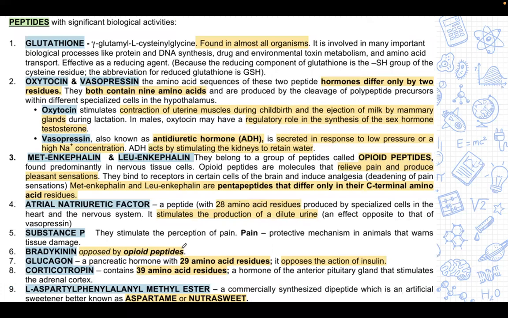It is involved in many important biological processes like protein and DNA synthesis, drug and environmental toxin metabolism, and amino acid transport. Effective as a reducing agent because the reducing component of your glutathione is the SH group po of the cysteine residue. The abbreviation of the reduced glutathione is what we call GSH. Kasi nga yung SH, yun yung kanyang pinaka-reducing agent.